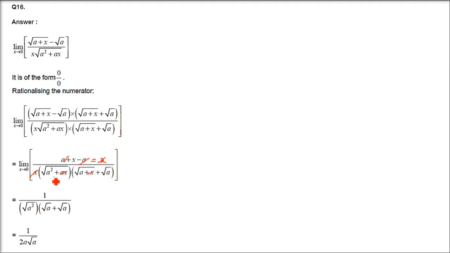Now apply x tends to a. When you apply this, you will get 1 by under root a square. Ax is 0 now. So 1 by 2a under root a will come.